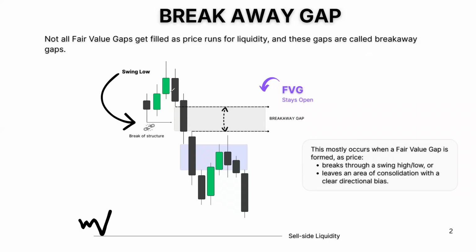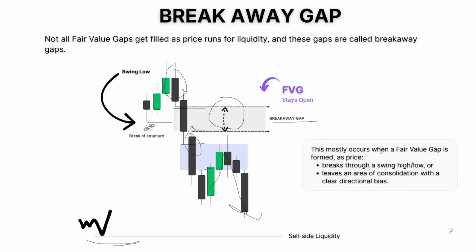Okay, so here's an example. This is a fair value gap. Remember, it's formed by three candles. We have one, two, three. And you can see this gap here, which was created between the first candle and the third candle. As price fell, it left this gap open, but created another fair value gap, of which it used as resistance to continue going lower, running forward the sell side liquidity. So this gap that was left open is what we call the breakaway gap.